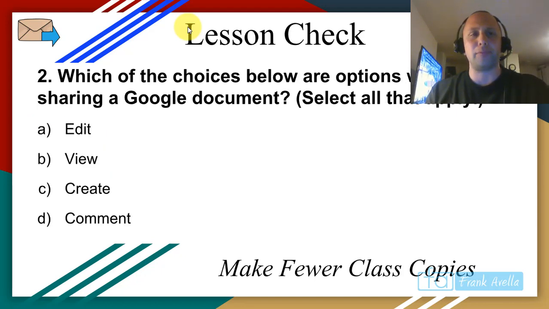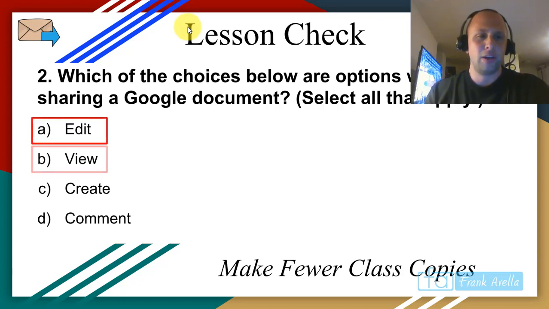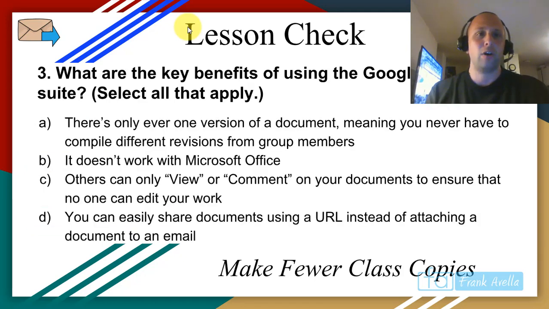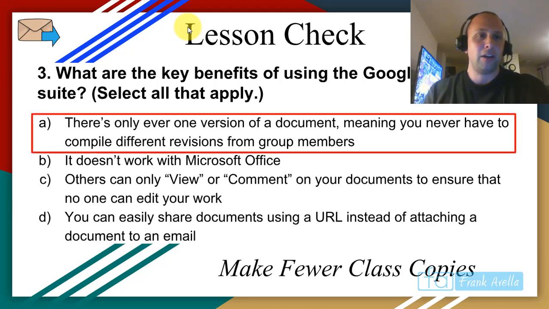Which of the choices below are options when sharing a Google document? What are some options we said? We said edit, we said view, and we said comment. We did not say anything about create. What are the key benefits of using the Google Docs suite? Select all that apply. Well, there's only ever one version of a document, meaning you don't have to compile all the different versions.